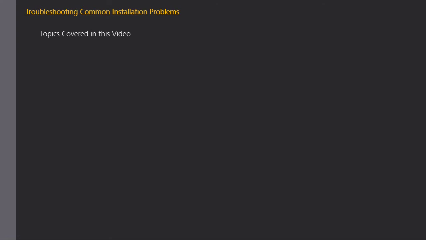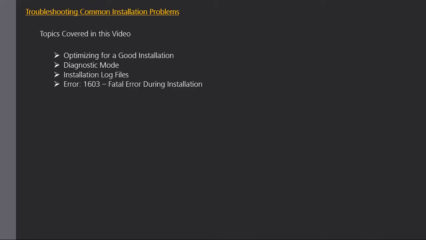Topics covered in this video. We'll take a look at optimizing for a good installation. What is it going to take to do ahead of time to help make sure your installation goes as planned? We'll take a look at trying to fix things with diagnostic mode. Installation log files. We'll take a look and see how these files will help you with your installation troubleshooting issues. Error 1603, a fatal error during installation. We'll take a look at some possible ways to solve this issue.